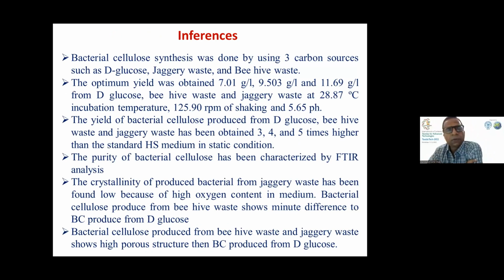So on the basis of this study, we can make some inferences here. The bacterial cellulose synthesis was done by using 3 carbon sources like D-glucose, Zagari waste, and beehive waste. The optimum yield was obtained 7.1, 9.5, and 11.7 grams per liter. And 11.7 gram per liter yield is too high, which is not reported in literature till date. The yield of bacterial cellulose produced from D-glucose, beehive waste, and Zagari waste has been obtained 3-4 times higher than the standard HS media in static condition.